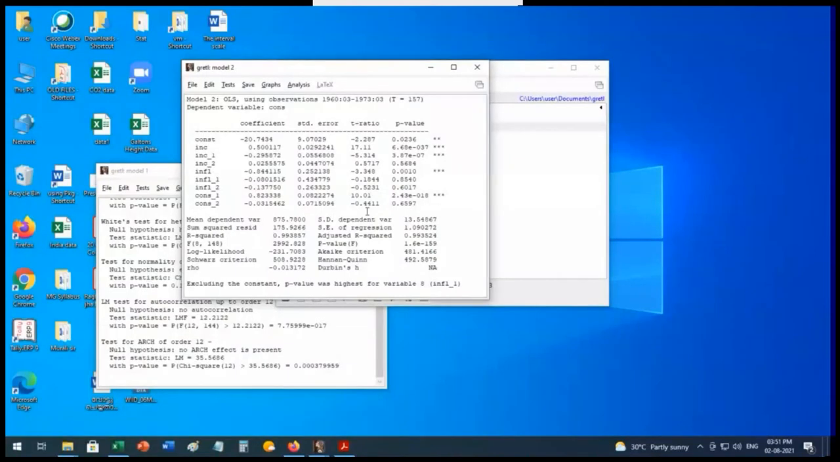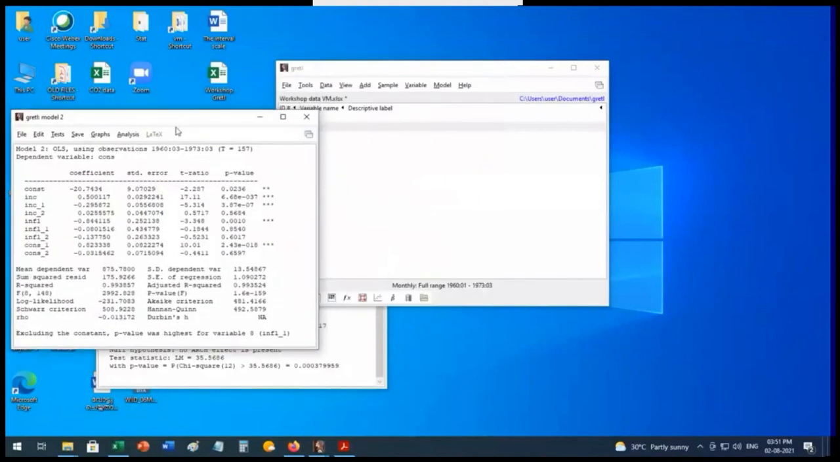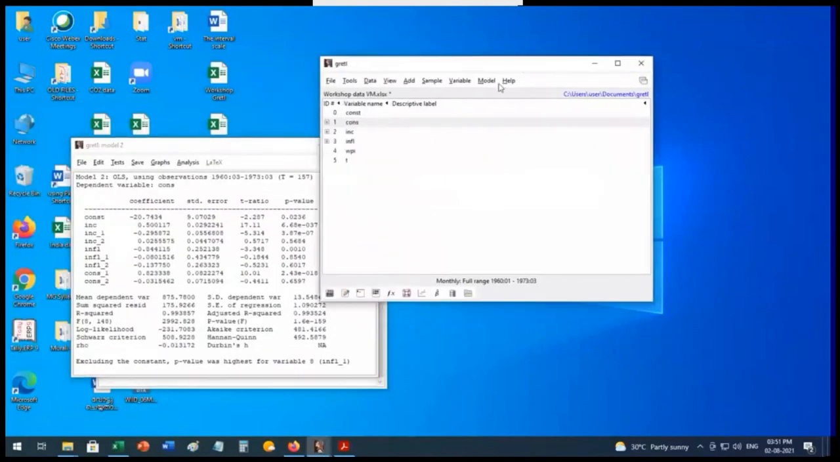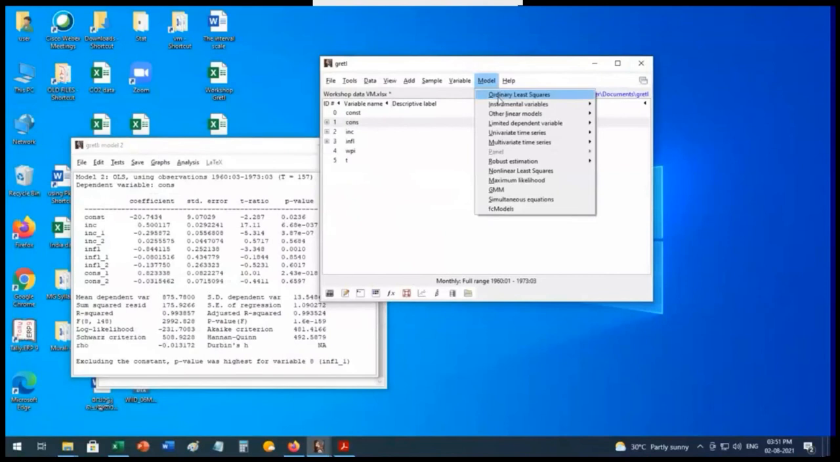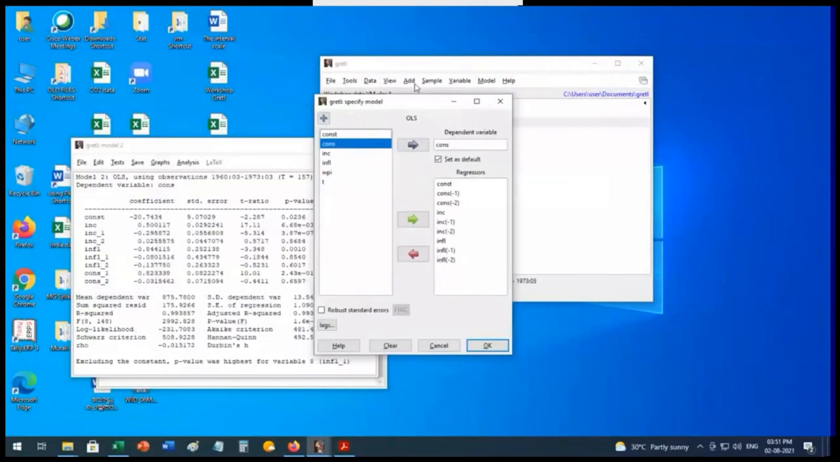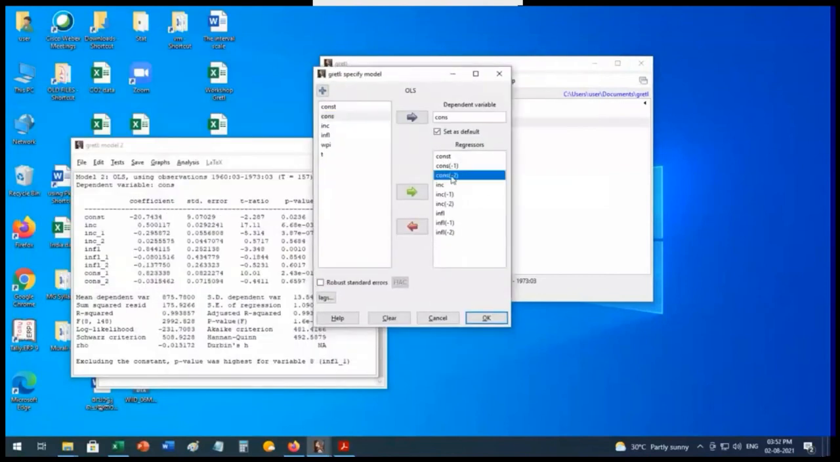Okay. So now we have to remove these insignificant variables. I think I shall keep inflation minus 1 and remove inflation minus 2. Let us see what will come. So we go to the model again, ordinary least squares. What we have to do? Remove all the second lags: income, second lag; inflation, second lag. And then run the regression. Click OK.